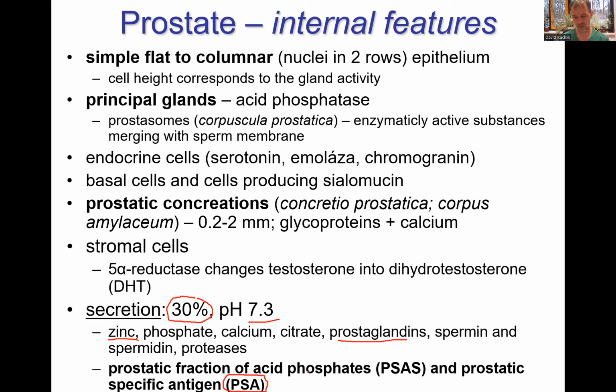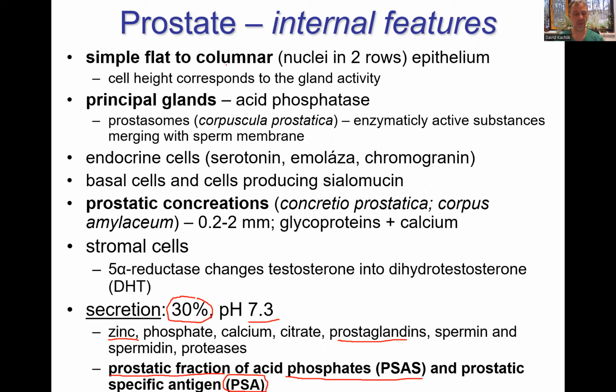Acidic phosphatase is one of the enzymes which is produced here, necessary for metabolism of the cells, and it's a prostatic fraction of that because we have also a bony fraction of acid phosphatase. And these two are very important in clinics. I'll come to that a bit later.